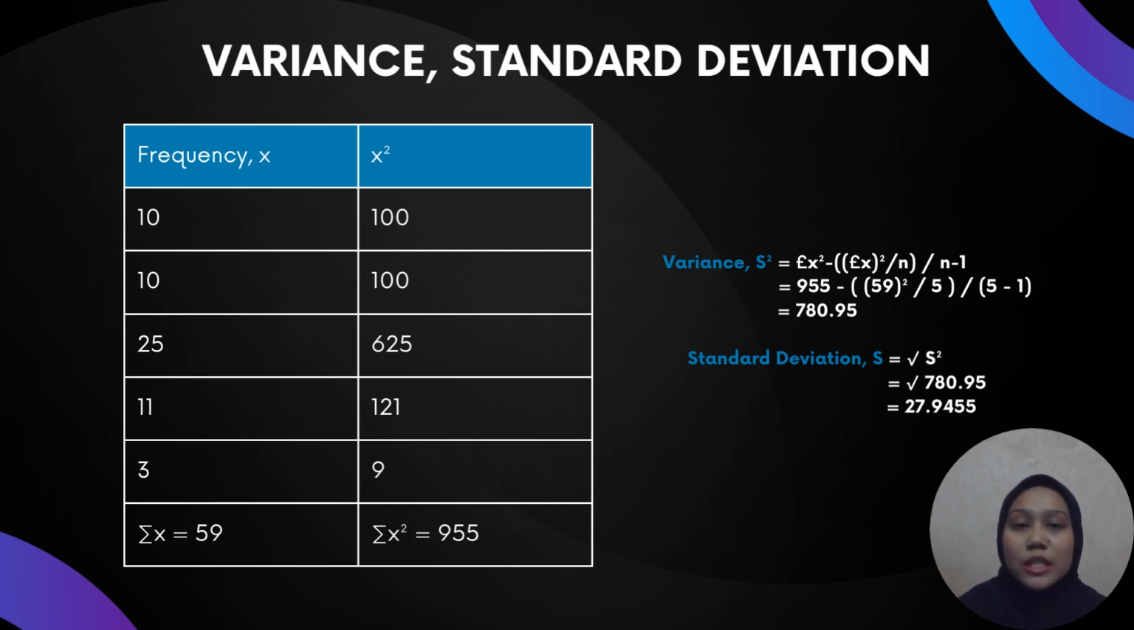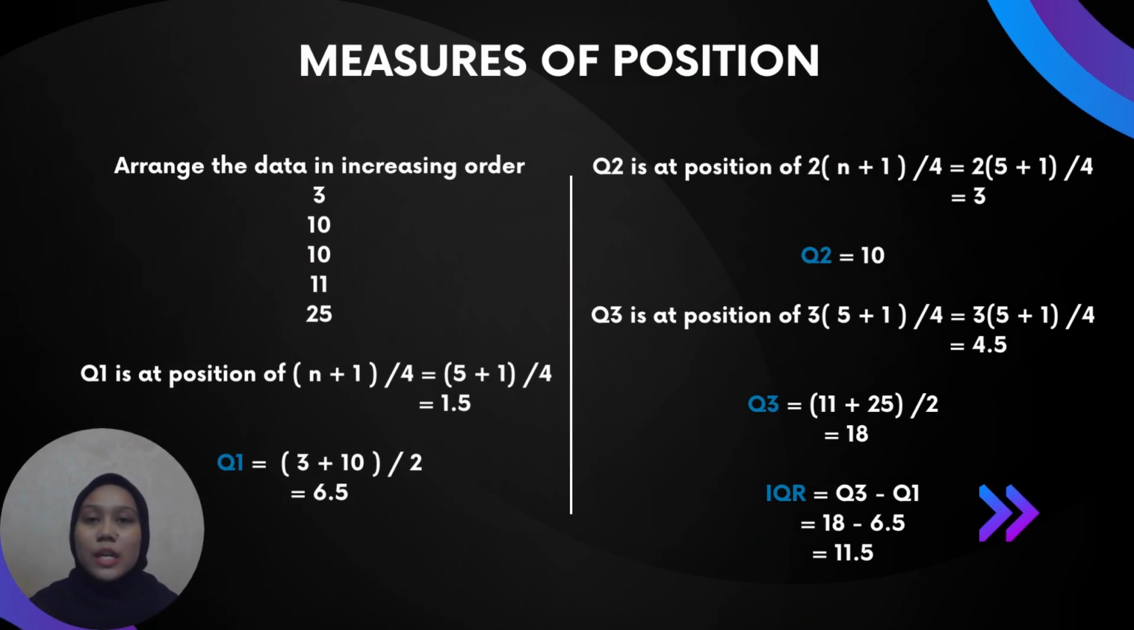The formula for standard deviation is the square root of variance, and the answer is approximately 27.9455. Then we calculate the measure of position, which is the quartile. First, we need to arrange the data in increasing order, starting with 3, followed by 10, 10, 11, and 25.